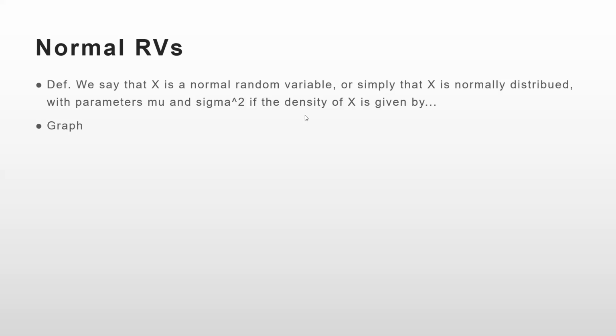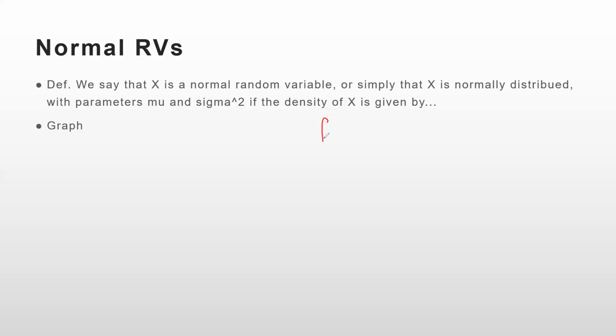Hello everyone. Today we're going to talk about normal random variables and normal distributions. We say that x, which is a random variable, has a normal distribution, or we simply say that x is normally distributed with parameters mu and sigma squared if the density of x is given by the following function.